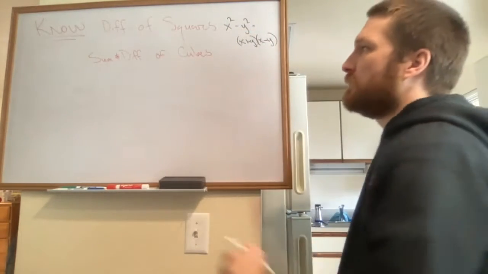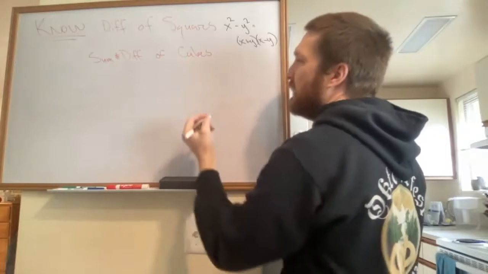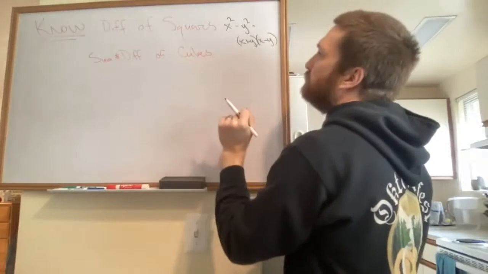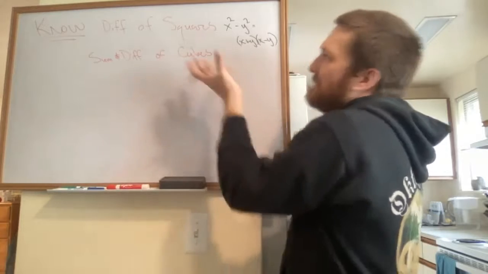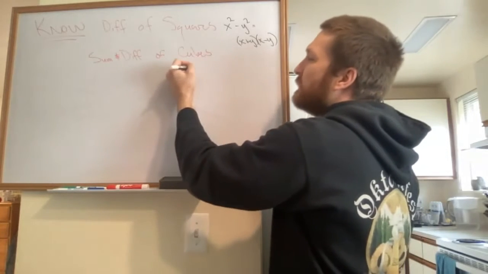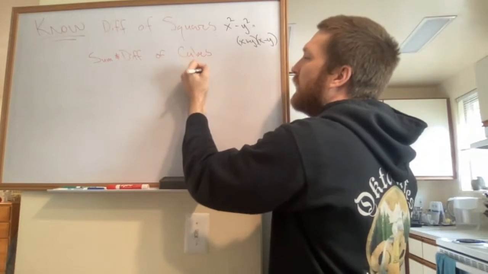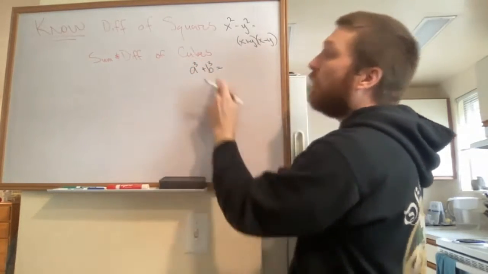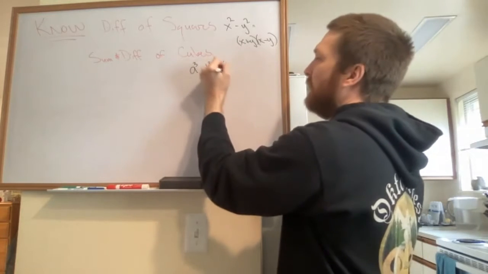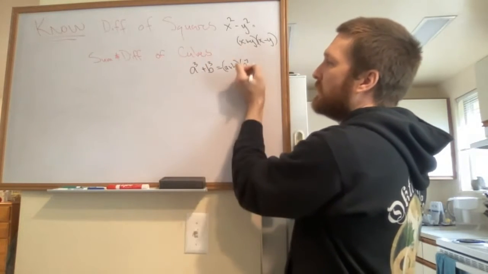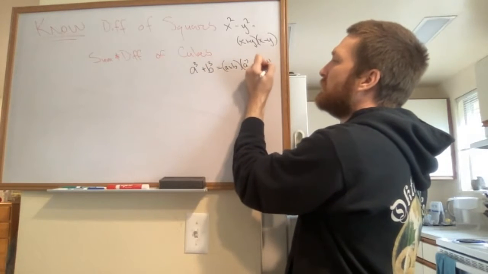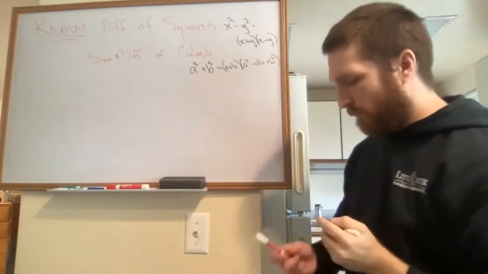Ditto with cubes, right? You'll need to recognize, I mean, the same thing I'm talking about, if you see something like a cubed plus b cubed, you will need to say, oh, I know how to do that. That's a plus b, a squared, opposite sign, minus ab plus b squared, right?